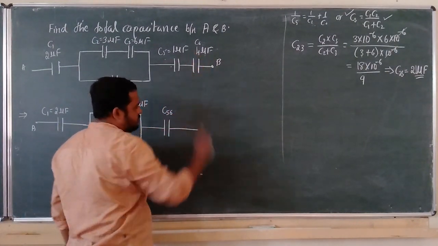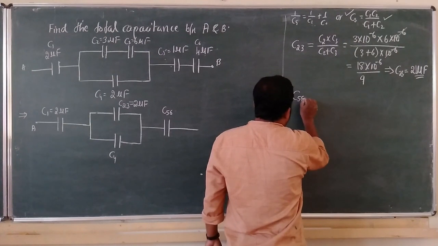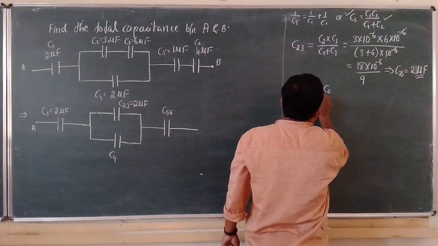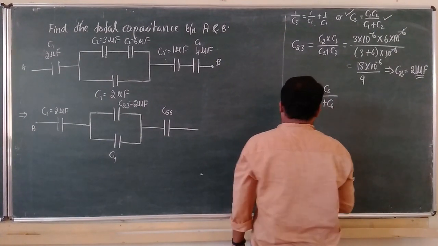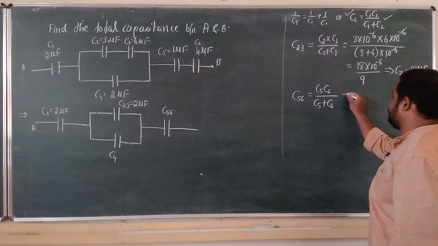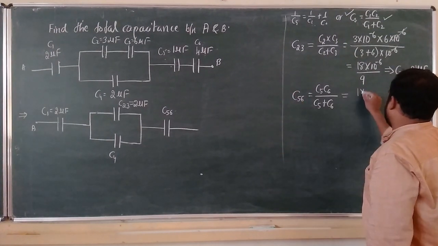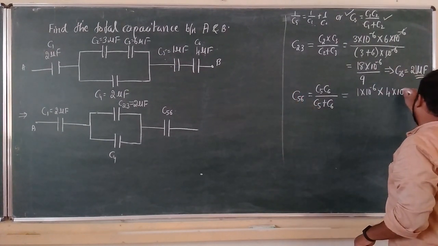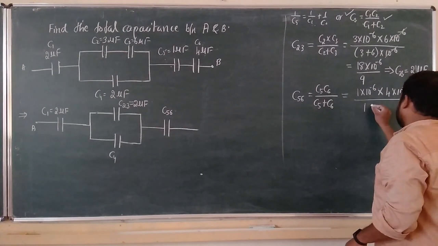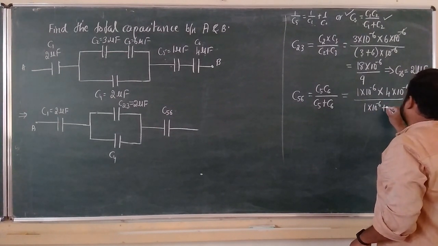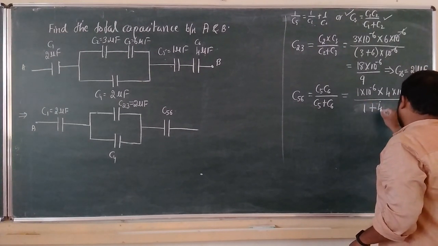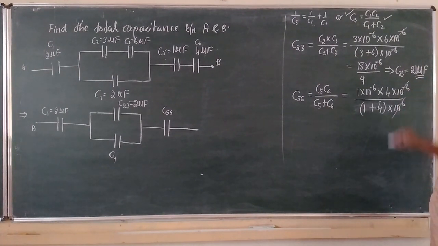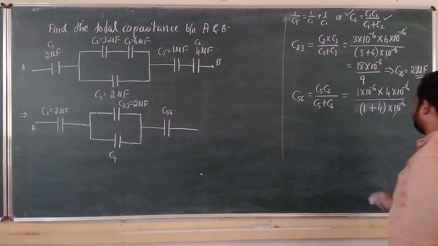C56 is the series combination of these two. So we can calculate C56 using the same formula. Instead of C1 and C2, we have C5 and C6. So C5 C6 divided by C5 plus C6. Substitute the values. 1 micro, 1 into 10 power minus 6, into the second value, 4 micro, 4 into 10 power minus 6, divided by 1 into 10 power minus 6 plus 4 into 10 power minus 6. 10 power minus 6 is common, take it outside, 1 plus 4 into 10 power minus 6. 10 power minus 6 cancels here.